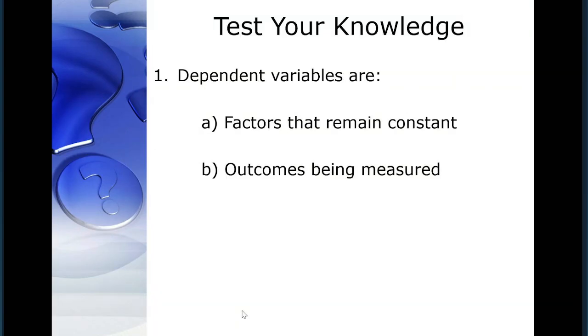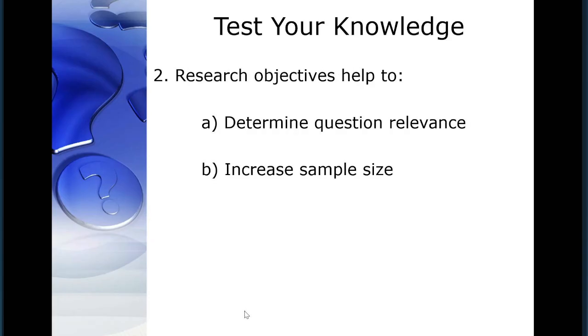Dependent variables are option A or B: factors that remain constant, or outcomes being measured. So just think for a while. The answer is outcomes being measured. Next, research objectives help to either determine question relevance or to increase sample size. It is determine question relevance.